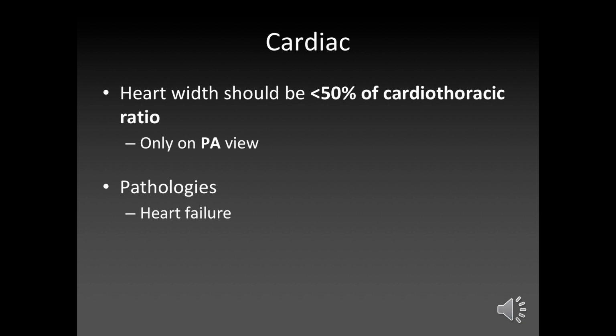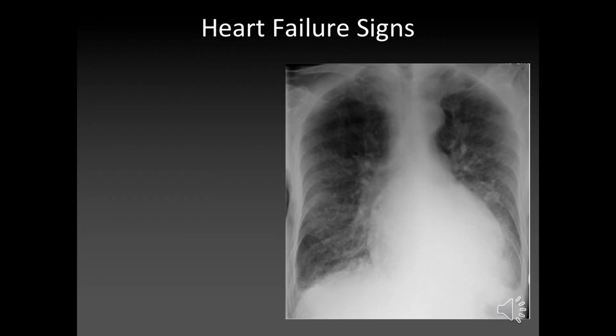In terms of pathologies, the main things that you can see on an X-ray are heart failure and whether the heart chambers are big or small. So this is heart failure, and what you can see is that the heart's quite big. This is a PA film, as you can see, because you can't really see the scapula intruding onto the lungs. And that heart there is more than 50% of the diameter of the thorax.